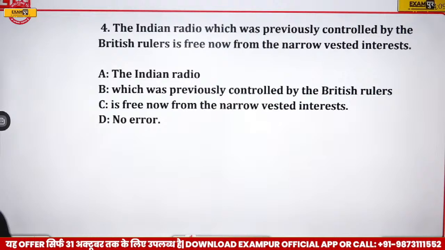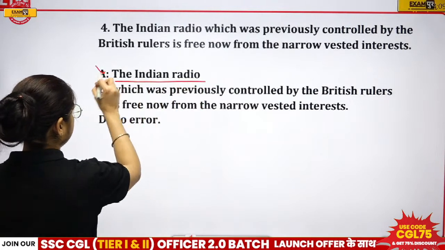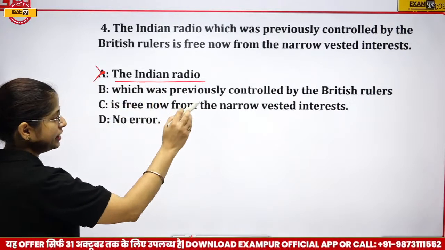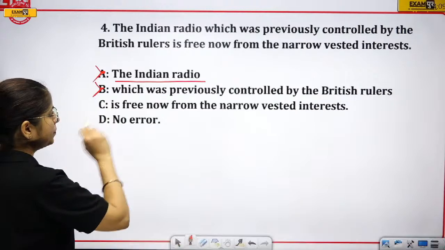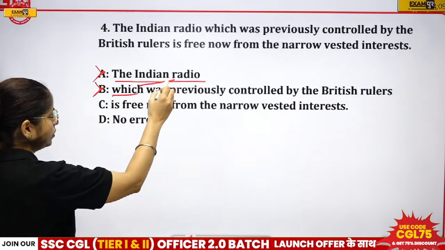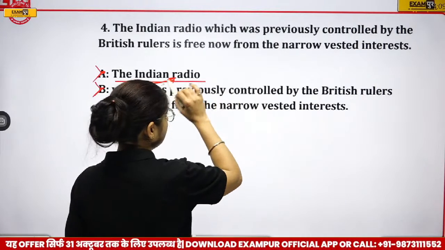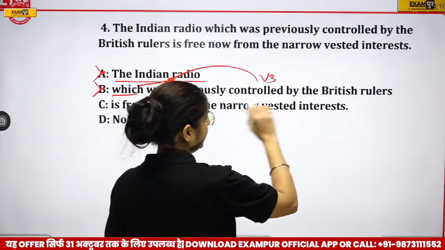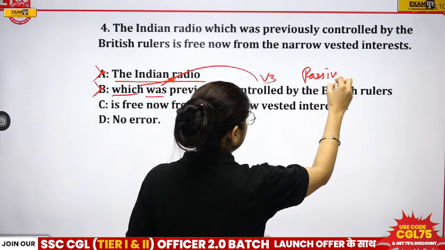See, let's see this one. The Indian radio, is there any error? No. Cancel it. Which was previously controlled by the British rulers. Okay, fine, there is no error. Which has been used for radio, which is correct. Was previously, we're talking about past scenario. Was previously controlled, was in V3, correct, by the British rulers, passive format. This is a passive format.